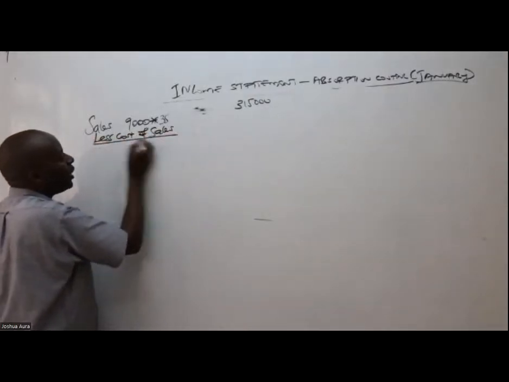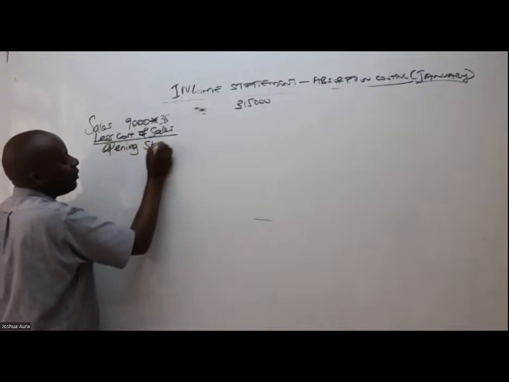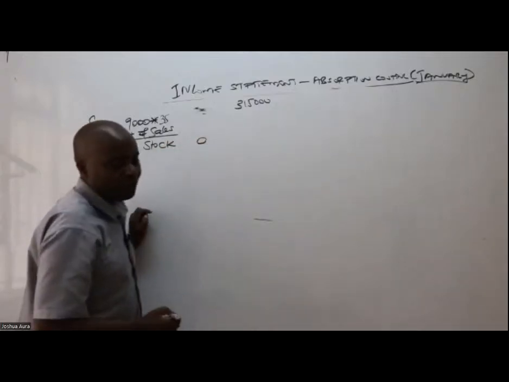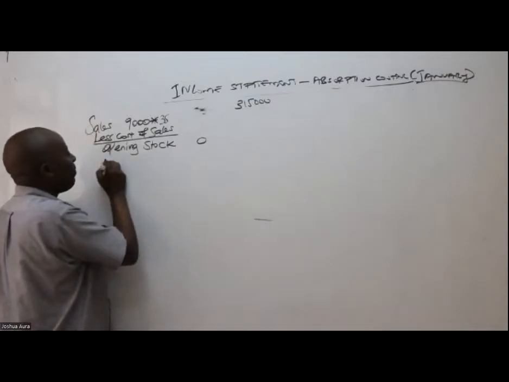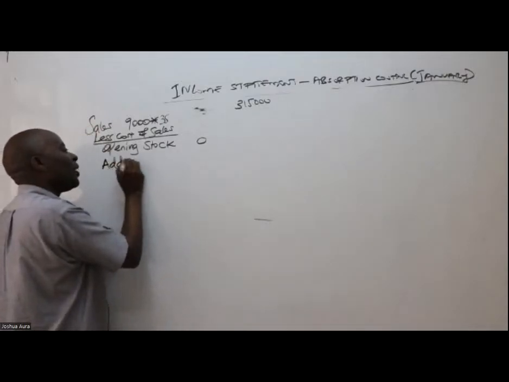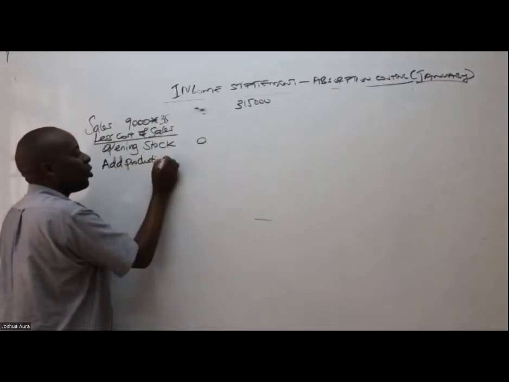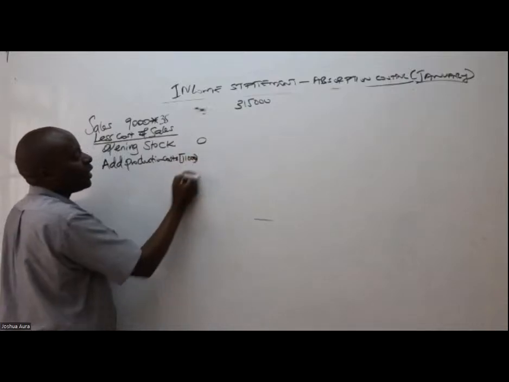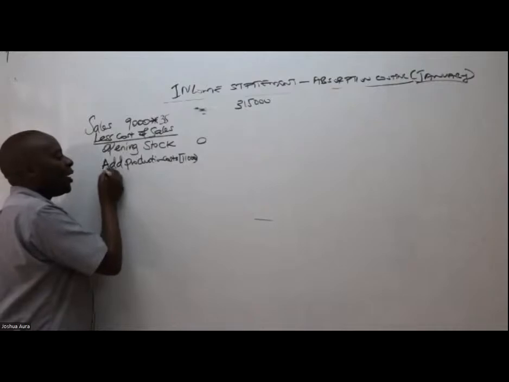Where cost of sales, if you can remember, we normally start with opening stock. In this particular question, there is no opening stock. We come and add what here? Purchases, but remember these are production costs. So we add production cost. And it's not lost on me that these guys produced 11,000 units.